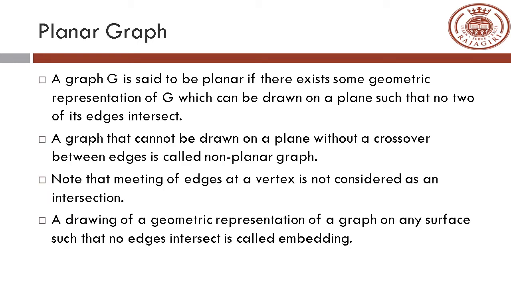Definition of planar graph. A graph G is said to be planar if there exists some geometric representation of G which can be drawn on a plane such that no two of its edges intersect. A graph that cannot be drawn on a plane without a crossover between the edges is called a non-planar graph. Note that meeting of edges at a vertex is not considered as an intersection. A drawing of a geometric representation of a graph on any surface such that no edges intersect is called an embedding.